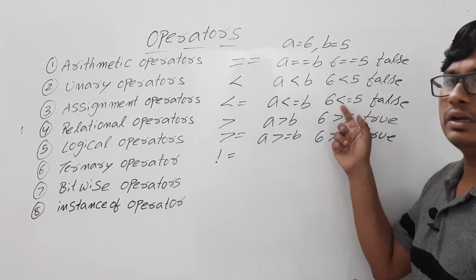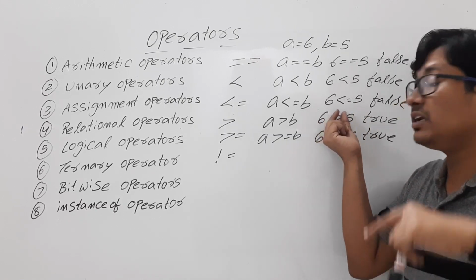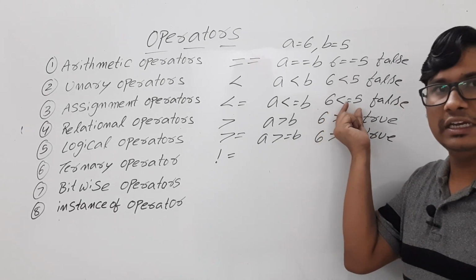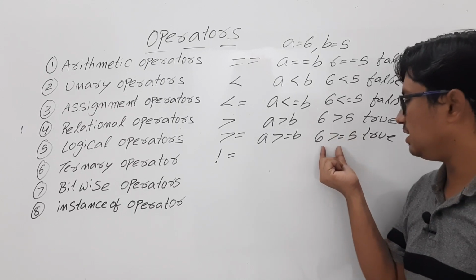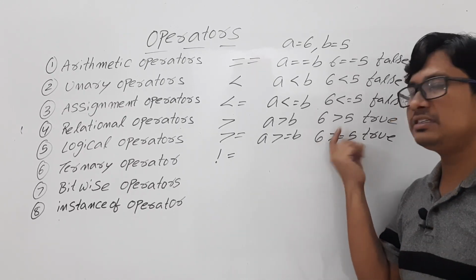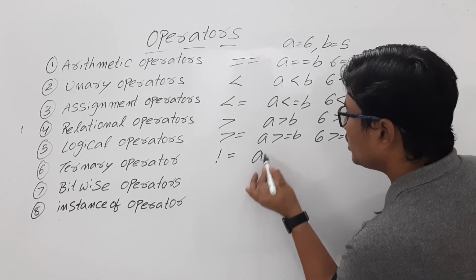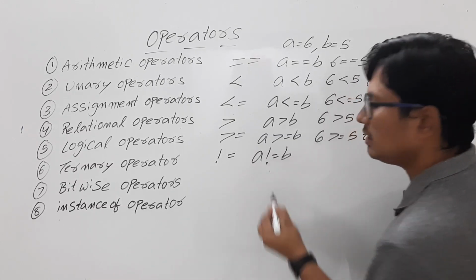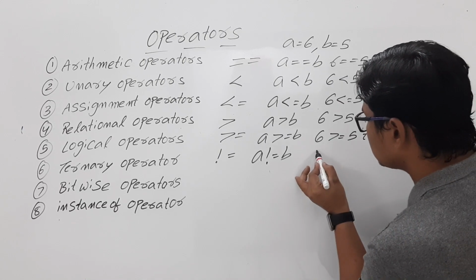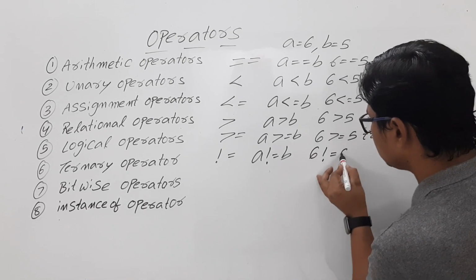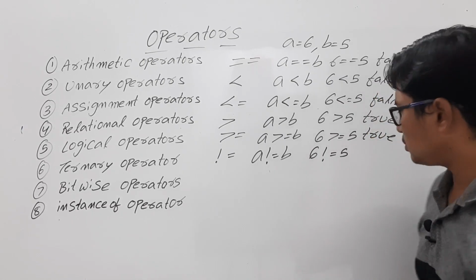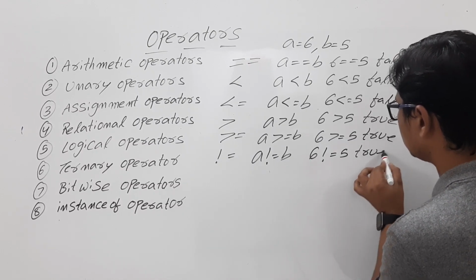Less than or equal. That's why we are saying less than or equal. Any one. It can be less than or equal. Similarly here, greater than or equal. 6 is greater than 5. So it will be true. A not equal to B. Is it clear? So then you are writing 6 not equal to 5. Yes, 6 is not equal to 5 only. So in this case, it will give the output as true.